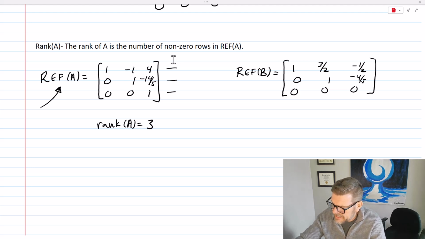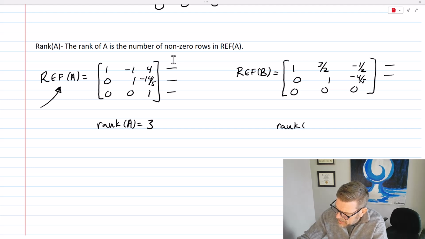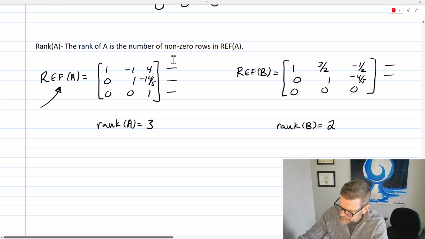If we look at our second example, we can see that we have 1, 2 non-zero rows. The third row here is a 0 row, so it's not going to get counted. So the rank of B is going to end up equaling 2.